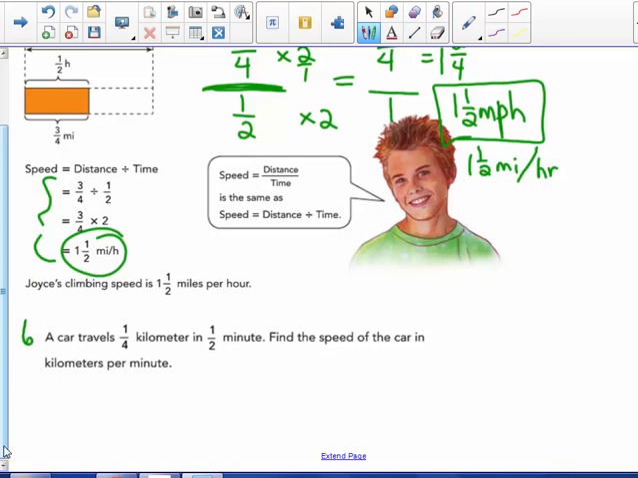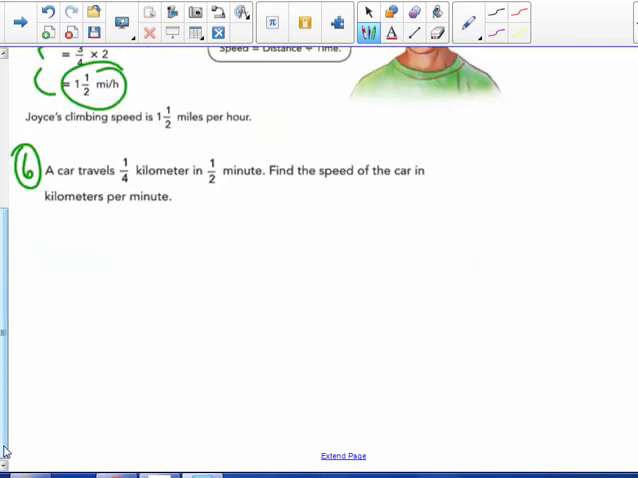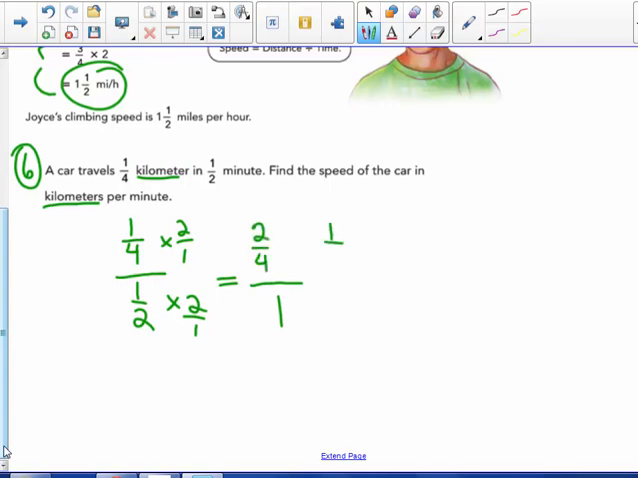And the very last one, number 6 here. A car travels 1/4 of a kilometer in 1/2 a minute. Find the speed of the car in kilometers per minute, meaning 1 minute. So I take my 1/4 kilometers per 1/2 a minute. Well, I want to know what it is for 1 minute. The easiest way to do this is literally to multiply by 2. 1/2 times 2, 2 halves makes a whole sandwich, remember? 1. And 1/4 times 2 makes 2/4, which is the same thing as 1/2.